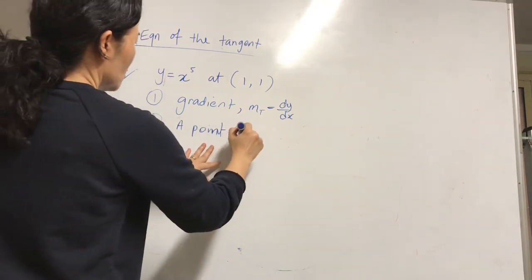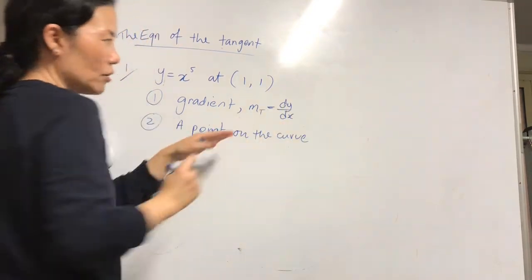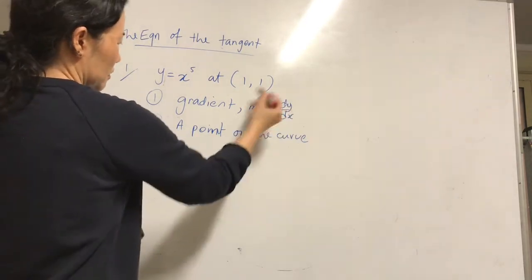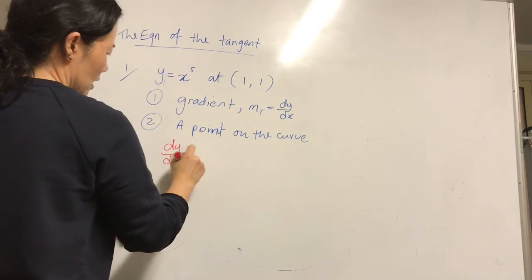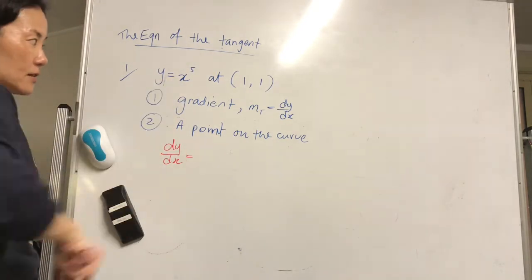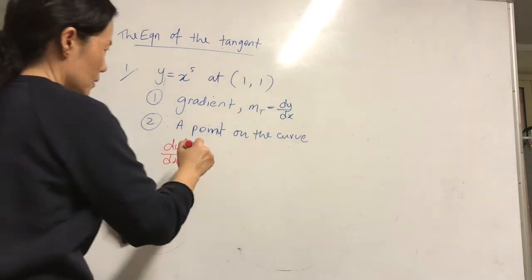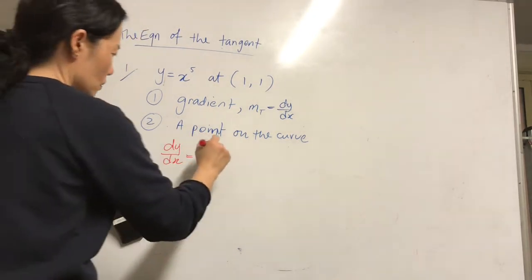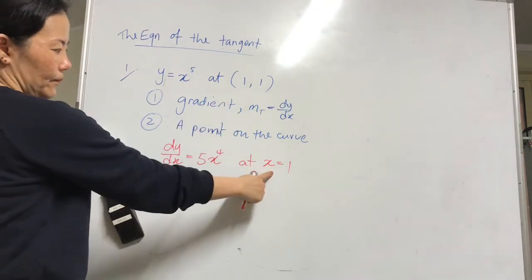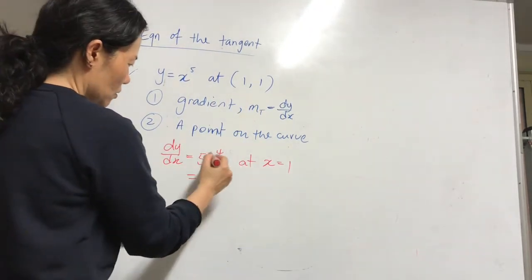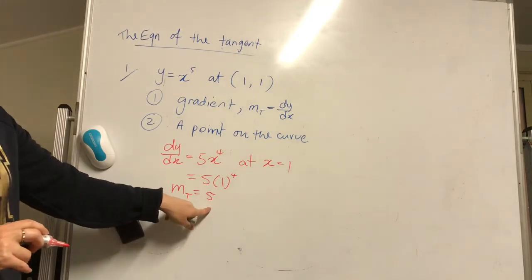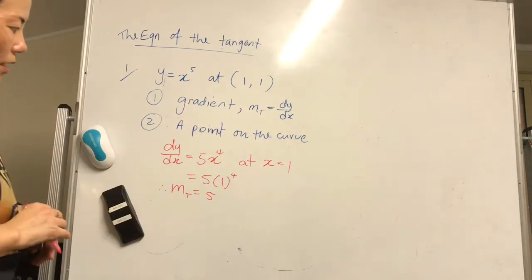So that's what we need, and we need a point, P-O-I-N-T, point on the curve, which is what we got, 1 and 1. So all I have to do really is find the gradient. So dy dx, that's all I have to find. What's the dy dx here? If y equals x to the power 5, what's dy dx? 5x to the power 4. At 1 and 1, which is just x equals 1, isn't it? All we need is just the x value. So when x equals 1, the gradient of tangent at 1 and 1 is 5.